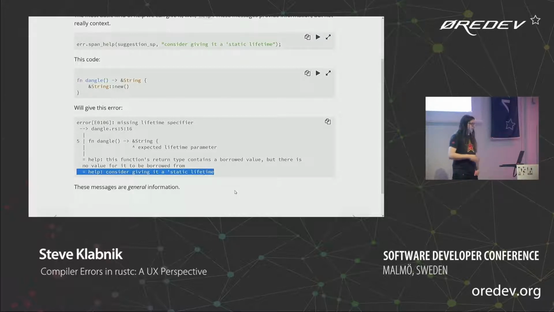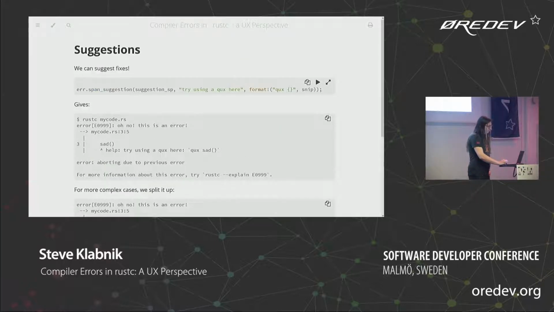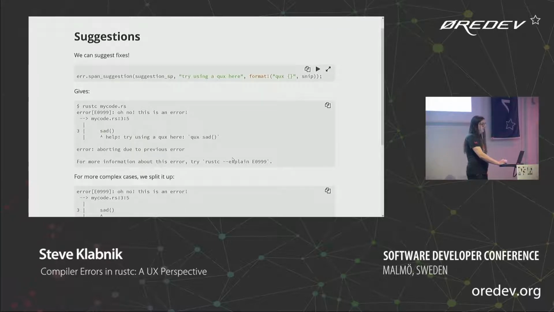And so this is very general information about what you want to do, with no context given. Sometimes that's the best that you can do. However, we can also give suggestions. So with the span suggestion API, you can give the span and then the message, but you can also suggest what you think should be done to replace it.